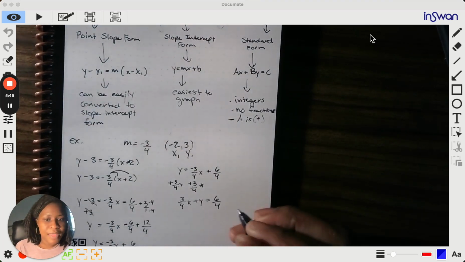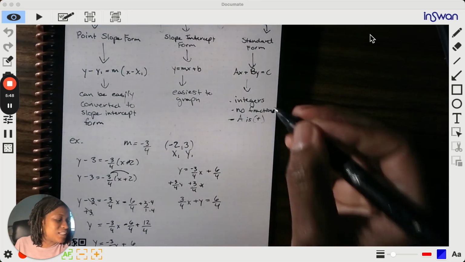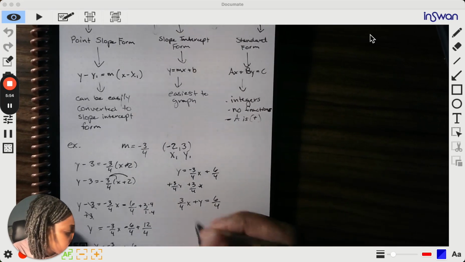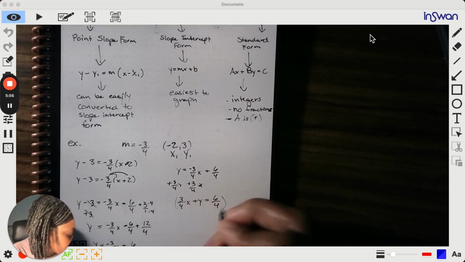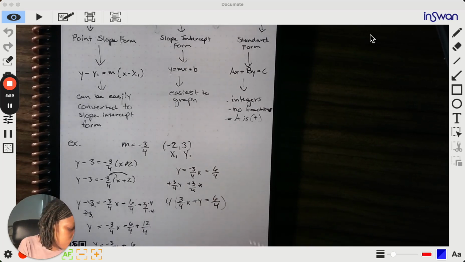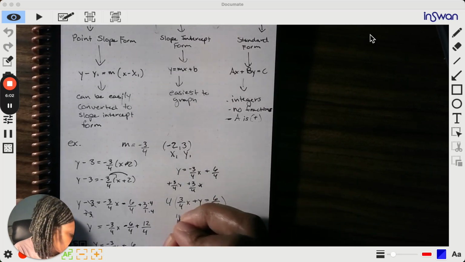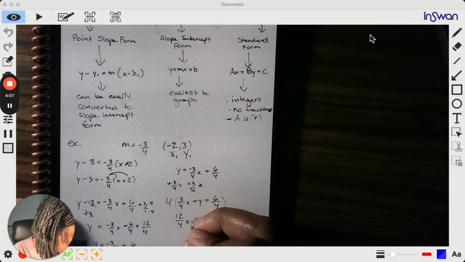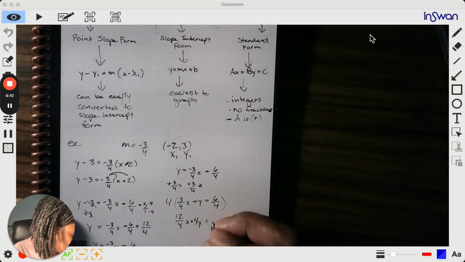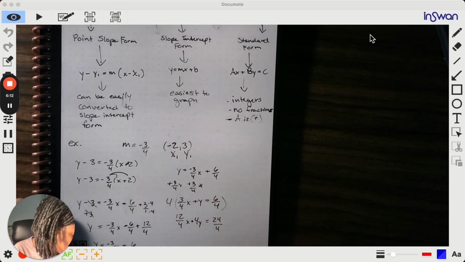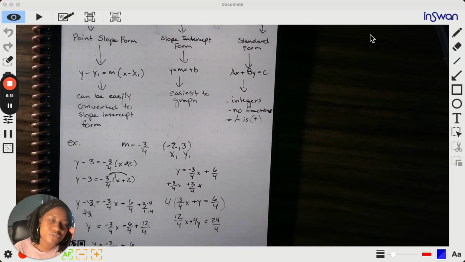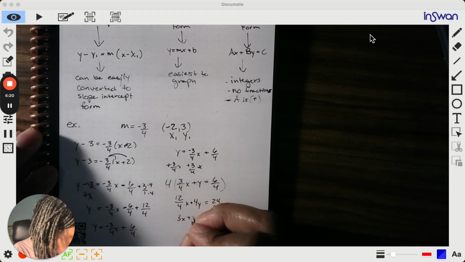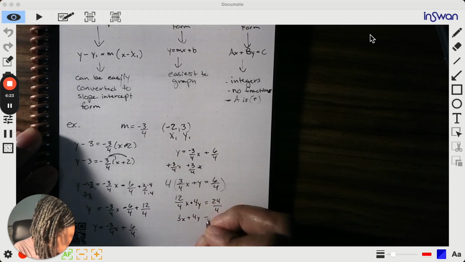Is this in standard form yet? No, because I have fractions. I need to get rid of my fractions. So the only way to do that is to multiply this all by 4. So 4 times 3/4, of course, is 12 over 4 x plus 4y equals 24 over 4. Now, of course, we know 12 divided by 4 is going to leave me with 3x plus 4y equals 6.